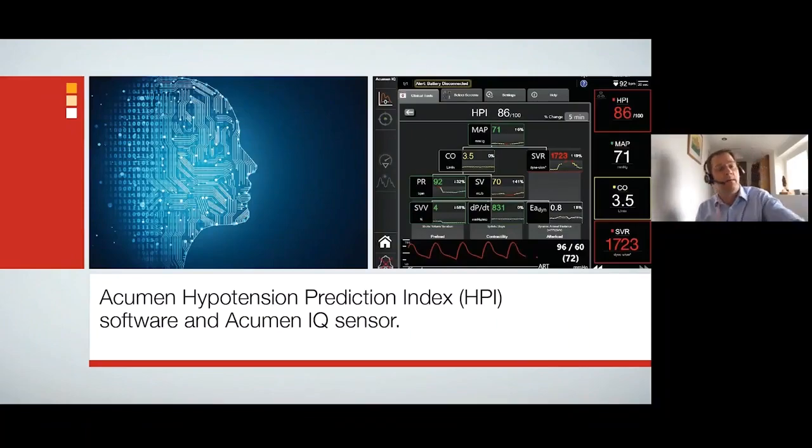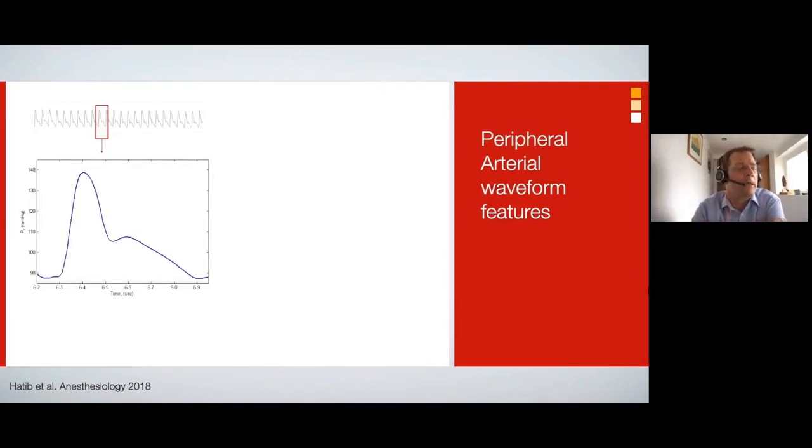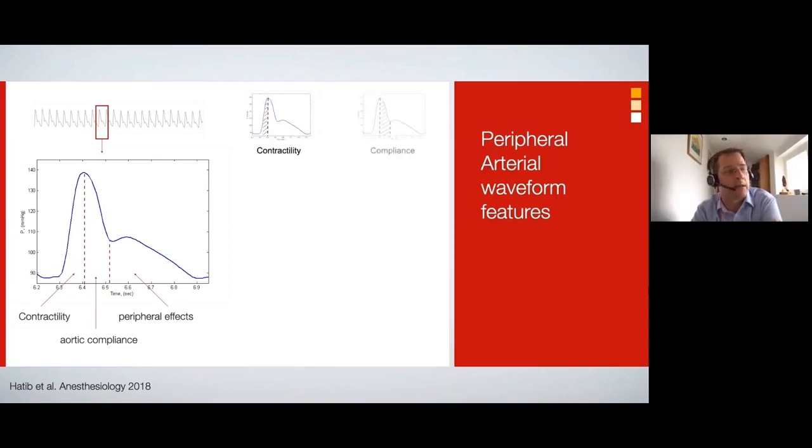And so maybe now the future is predicting hypertension before it actually happens to patients. Why use the arterial waveform to detect hypertension? Well, beyond the obvious, it measures blood pressure. The arterial waveform gives us huge amounts of information about the cardiovascular system.